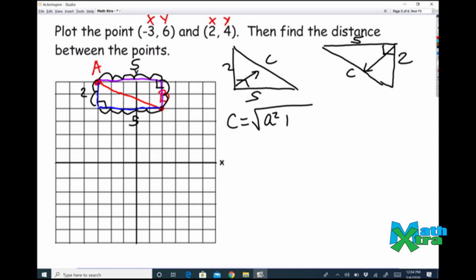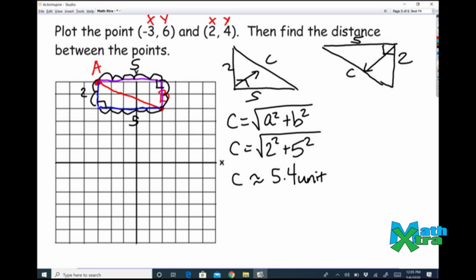Okay, so if I'm missing C, the formula is C is equal to the square root of A squared plus B squared. What is my A? My A would be 2 squared, plus my B squared, which would be 5 squared, and then C would be approximately 5.4, and since we don't have units, we write units. Okay, so if you use the other triangle, it will be the same thing because the side was 2 and then the B was 5, and so we will get the same answer.